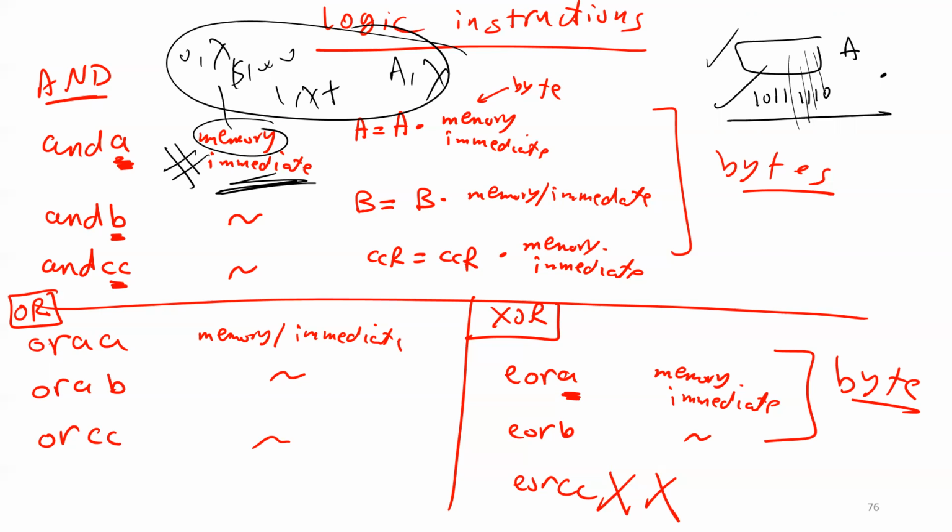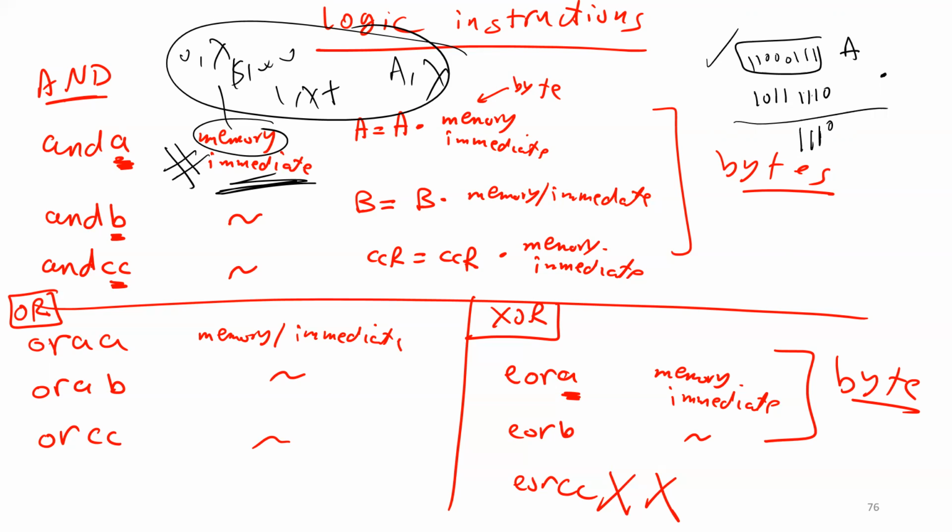Let me give you an example. For example, if you have 1, 1, 1, 0, and then 0, 0, 1, 1. Okay, so 1 and 0, the result is 0. 1 and 1 is 1. 1 and 1 is 1. 1 and 1 is 1. This is what we call bit by bit logic.